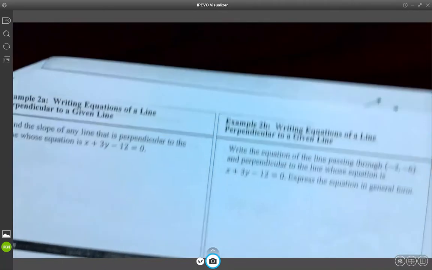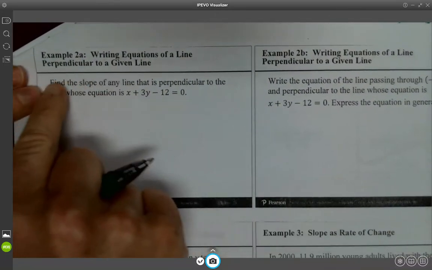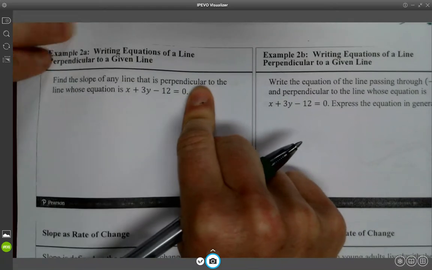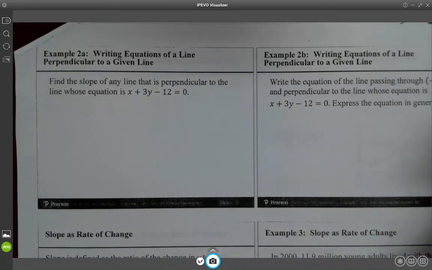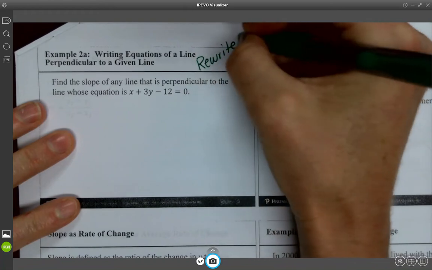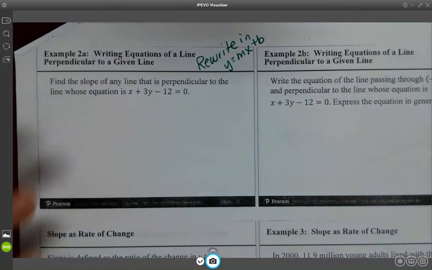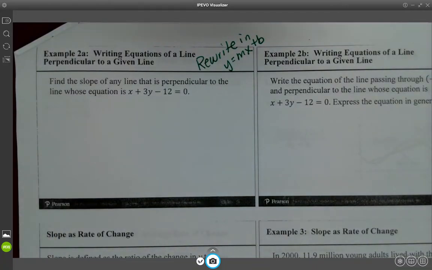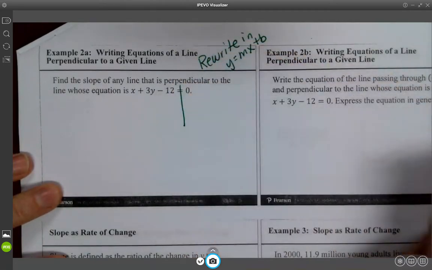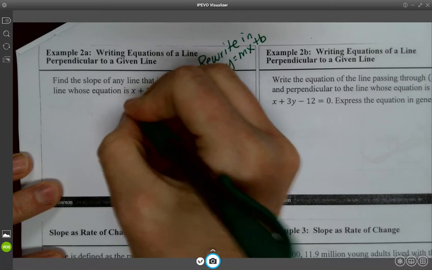Example 2a, writing equations of a line perpendicular to a given line. So we want to write the equation that's perpendicular to this one. In order to know the slope, I need to rewrite it in y equals mx plus b form first. That way I can find what my slope is. So I need to rearrange it. I'm going to draw my line down my equal sign. I need y to be over here by itself, so I'm going to subtract the x.